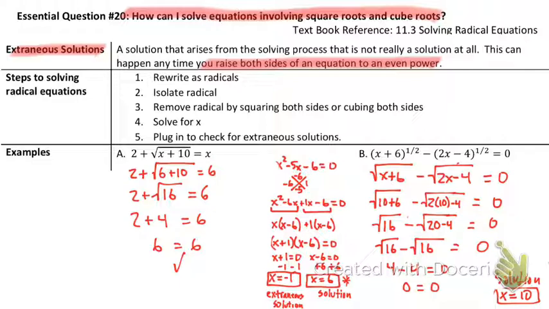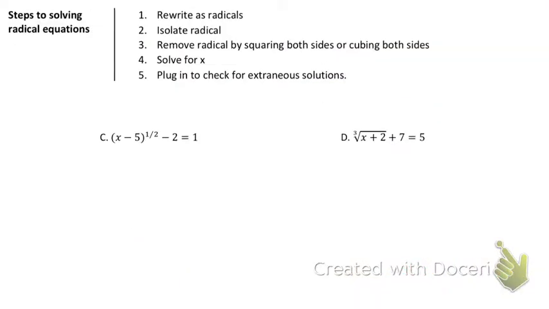All right. Let's do one more example for good luck. Let's go ahead and jump over to example D. All right, again, I have the steps here for you. So let's work this example D out. All right, we want to rewrite the radicals if we had fractional exponents. So we don't, so I'm going to leave it like this.